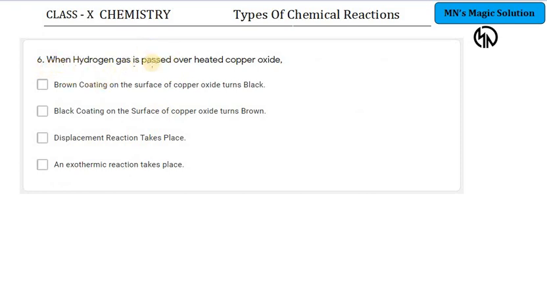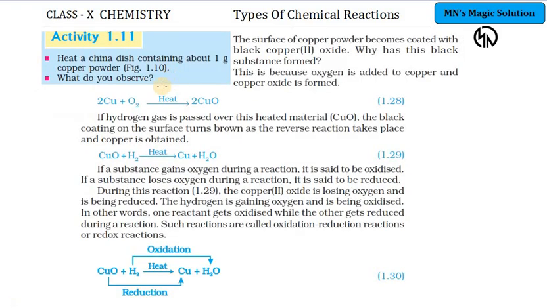Question number 6. When hydrogen gas is passed over heated copper oxide. Here is our textbook supporting statement: copper plus oxygen gives you copper oxide. If hydrogen gas is passed over this heated copper oxide, then the black coating on the surface turns brown in color because a reverse reaction takes place. Which is brown in color? Copper is usually reddish brown in color, and copper oxide is black in color.